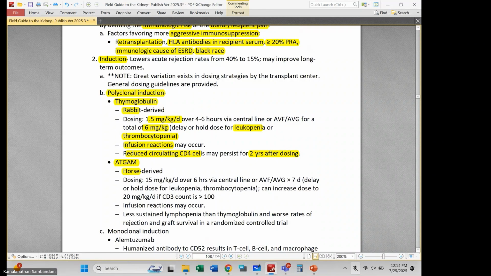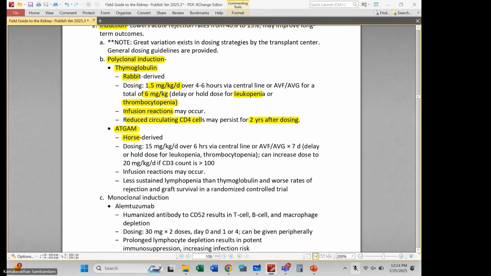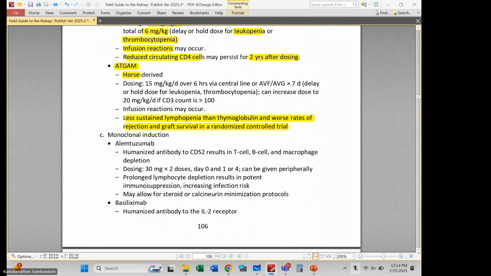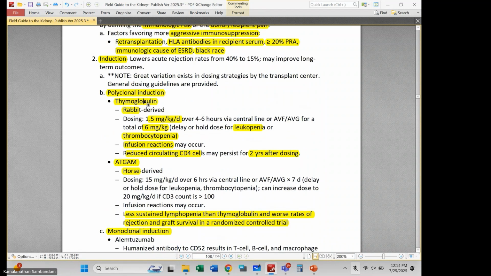Okay, I won't belabor the horse-derived ATGAM, except to say that in a randomized controlled trial, it seemed to be inferior to thymoglobulin in terms of rejection rates in the renal transplant setting. Okay, so we don't usually use ATGAM unless somebody has a reason they can't get thymo. Okay, so again, this is polyclonal lymphocyte depleting agents.